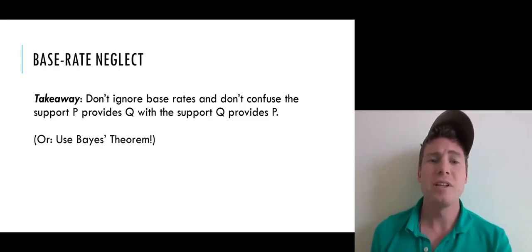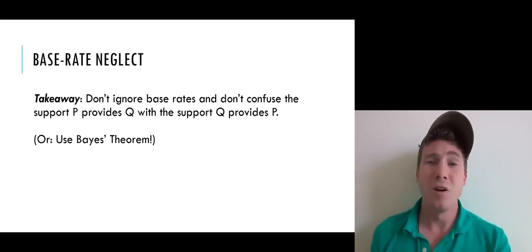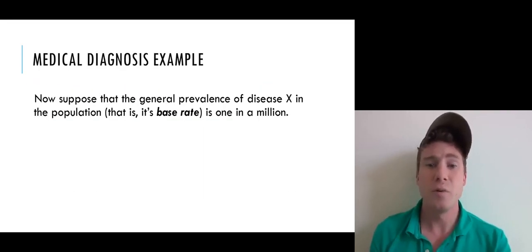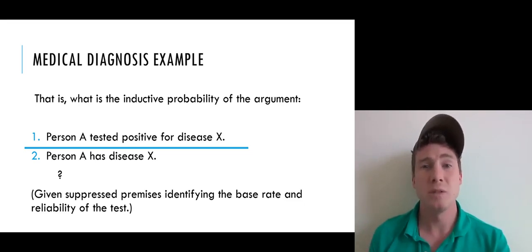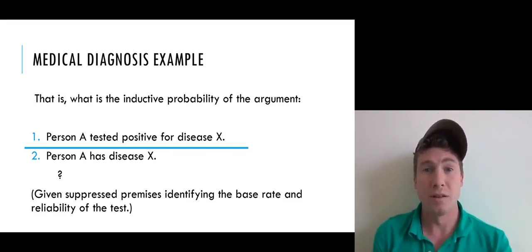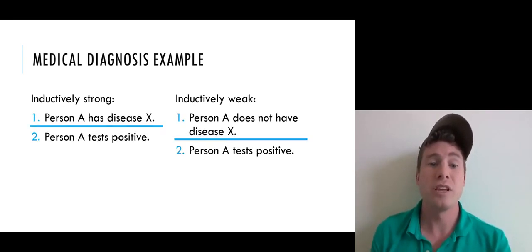Well, our takeaway can be to not ignore base rates when we're estimating the inductive probability of arguments. And also, we don't want to confuse the support that P provides for Q with the support that Q provides for P. So if we go back, we were interested in how much support a positive test result provides the claim that the test subject actually has a disease. That was the probability we were interested in.